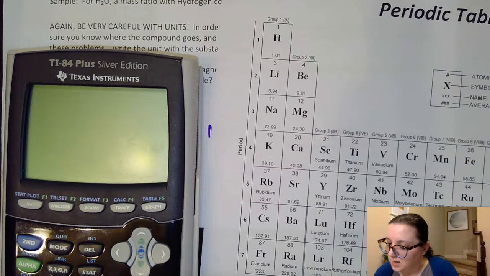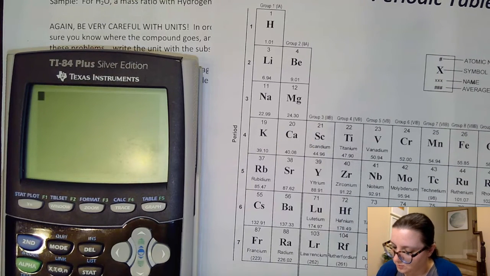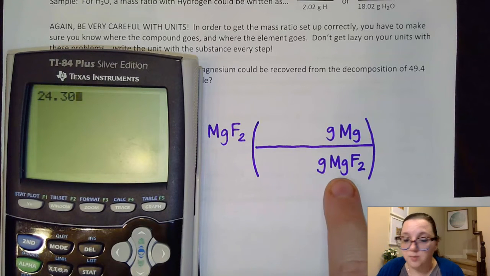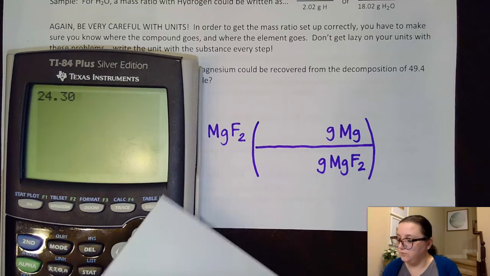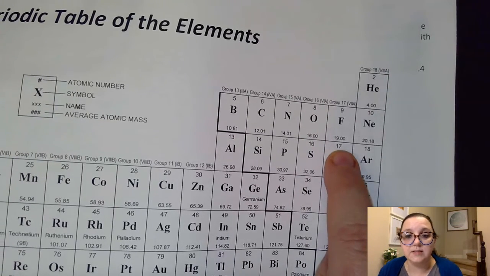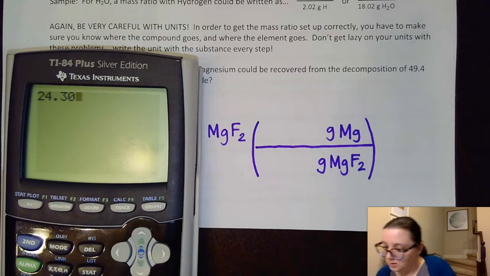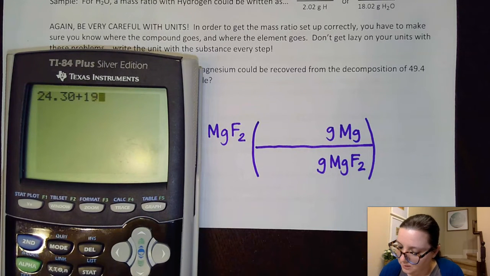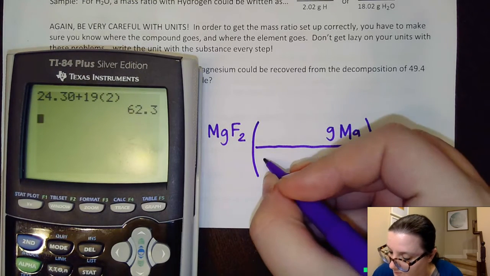So I see that Mg is 24.30. There's only 1 of those in my compound. I have 2 fluorines though. Each fluorine is 19 apiece. So I'm going to do that 19 times 2. And that's going to get me a total molar mass here of 62.30.